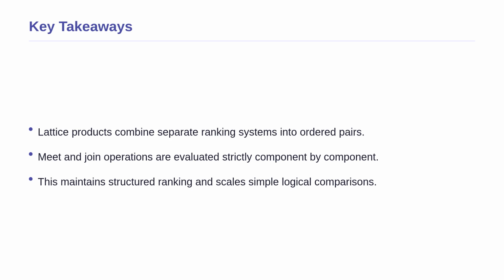We have covered a lot of ground today, so let us review the most important ideas. First, a lattice product is simply a way to combine two separate lattices into a single, unified system of ordered pairs. Second, by evaluating the meet and join operations strictly component by component, we maintain the structured ranking of the original sets without any confusion. Finally, this mathematical tool allows us to easily scale up simple logical comparisons into multi-dimensional spaces. You now have a complete understanding of how lattice products work, from the basic definitions all the way to their real-world applications.